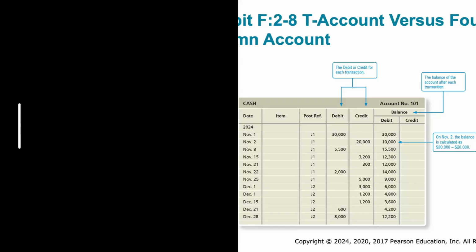So the great thing about a 4 column account ledger is that every transaction we are updating the balance. So we can see the balance anytime that we look at the ledger, we can always refer to where it's at and see how the balance has changed.